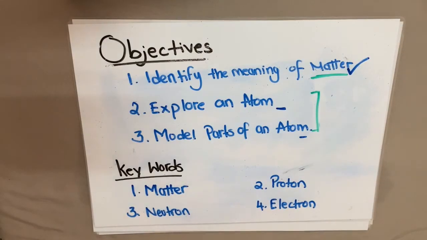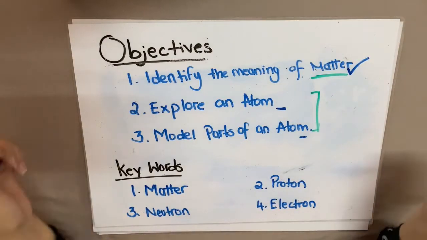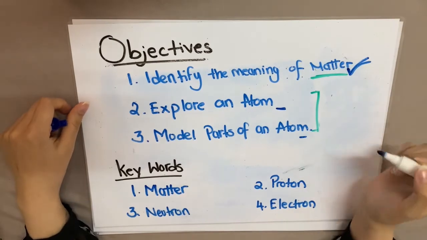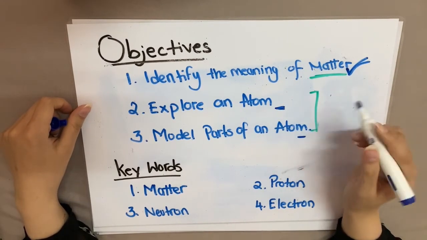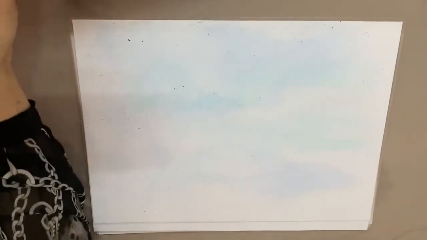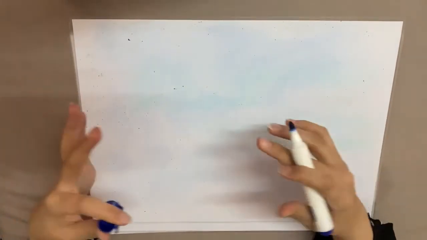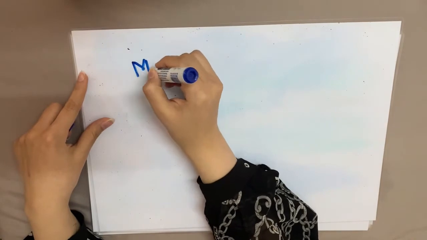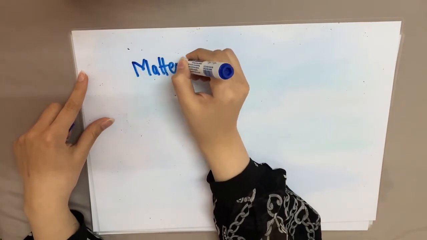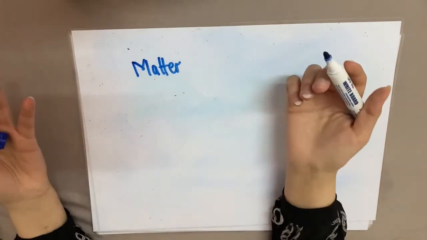Okay, class. So in the first part of our video, we identified the meaning of matter. In this part, we are going to explore an atom and model the parts of an atom. Atoms are the building blocks of matter. Just like how cells are the basic unit of life, atoms are the basic unit of matter. Matter itself is made up of many kinds of atoms. It's a collection of atoms.